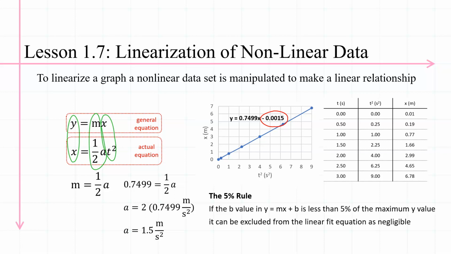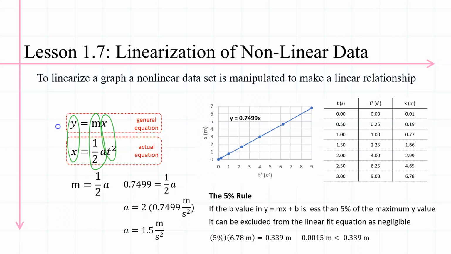So let's just look. What's our maximum y value in our data set? Well, our y values, remember, are the x position values. And our maximum x position was 6.78. So what is 5% of 6.78? Well, I multiply that out, I find it's 0.339 meters. Is 0.0015 less than 0.339? Well, it sure is. It's quite a bit less. So because of that, I can just exclude that 0.0015 from my regression equation because it's small enough to be negligible and it counts as 0.